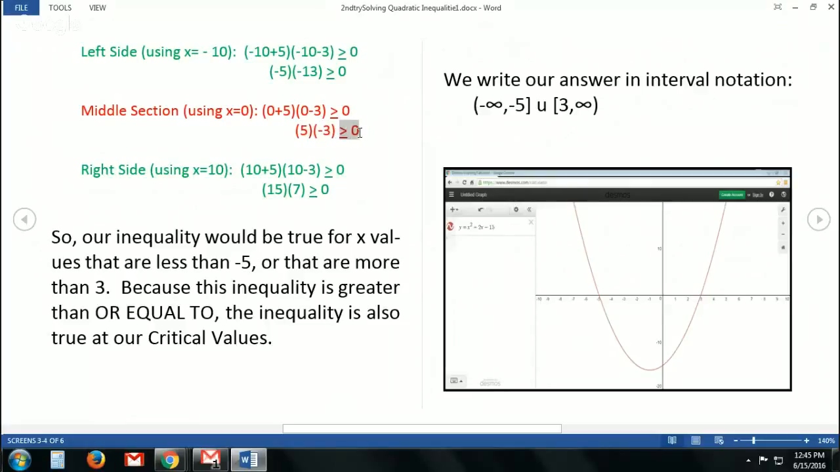Is a negative greater than or equal to 0? It's not. So the middle section has failed to work. Notice that I've marked it in red so that we can keep track that it did not work.